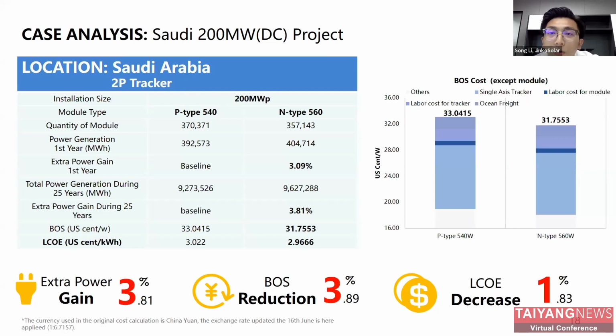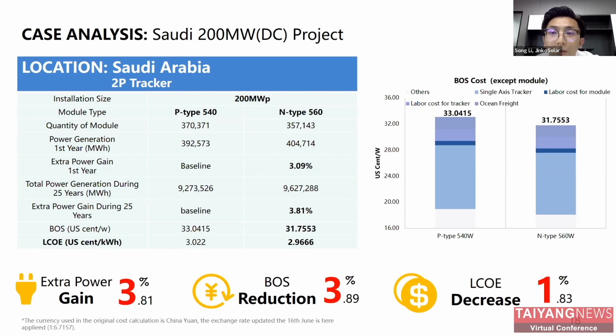So what do these BOS cost savings include? It mainly includes the single-axis tracker cost and the labor cost, both for the module and for the tracker, and also the ocean freight and others. As we can see, the quantity of the modules is less, so all these cost factors mentioned can be reduced, and in total the BOS cost except the module can be reduced by 3.89% compared with that of the P-type. So this is for the system savings.